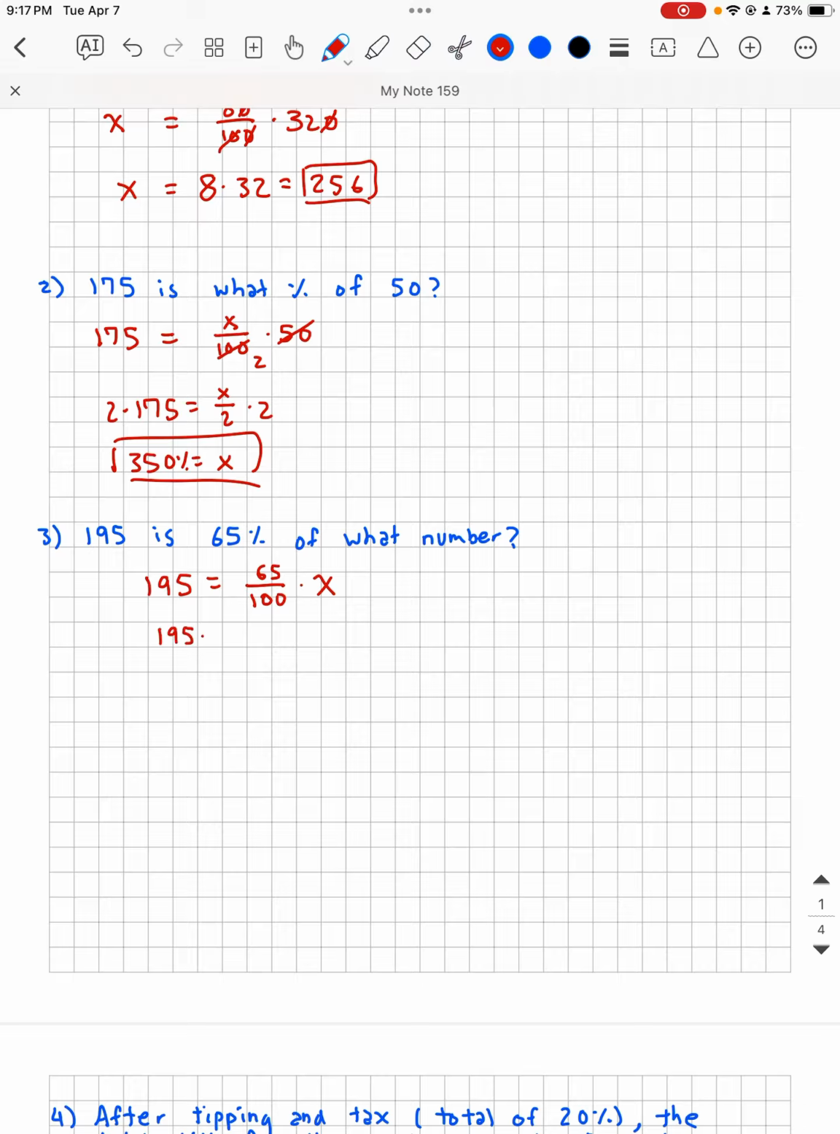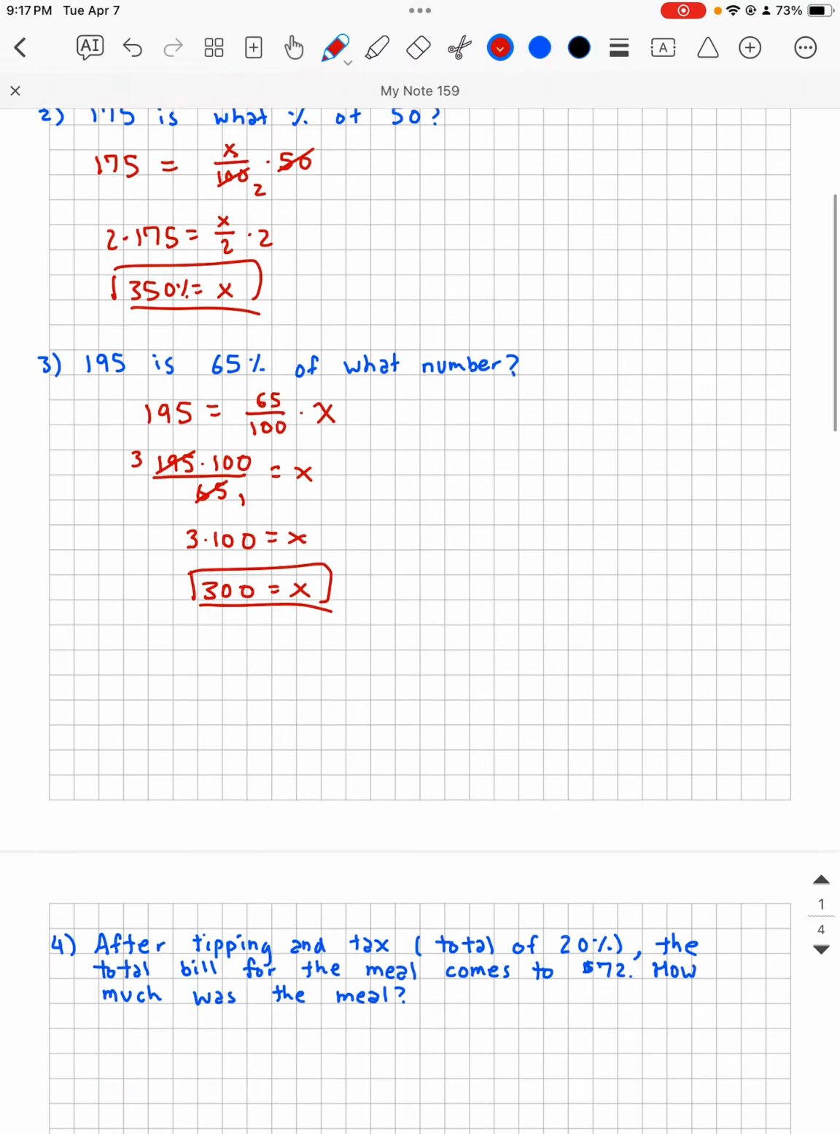So 195 multiplied by 100 and then divided by 65 is equal to x. So note that I multiply the 100 to the other side and then divide the 65 onto the other side. And at this point, we're going to go ahead and clean up the math, and hopefully it'll just be something nice and clean. 65 and 195, they go into each other 3 times. So get rid of this, and it'll be 3. And so 3 multiplied by 100 is equal to x. So that means that x is equal to 300.